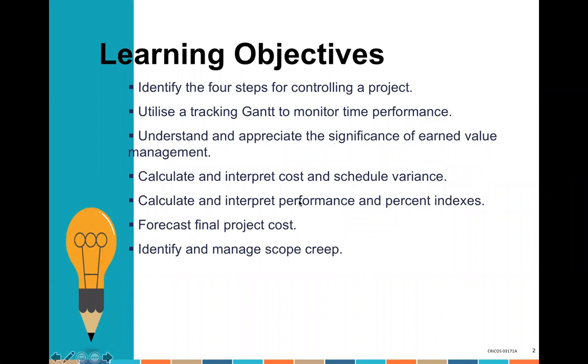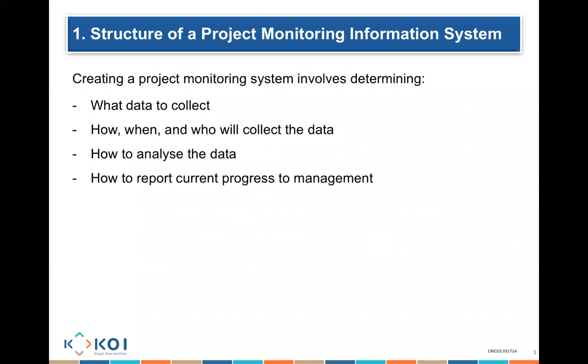We're going to talk about the 4 steps for controlling a project. We're going to talk about utilizing a tracking Gantt to be able to monitor time performance. We're going to understand and appreciate the importance of earned value management. We're going to calculate and interpret cost and schedule variances. We're going to calculate and interpret performance and percent indexes. And we're going to forecast final project costs. And we're going to identify and manage scope creep. So these are obviously very important topics that I need to make sure you guys will know today.